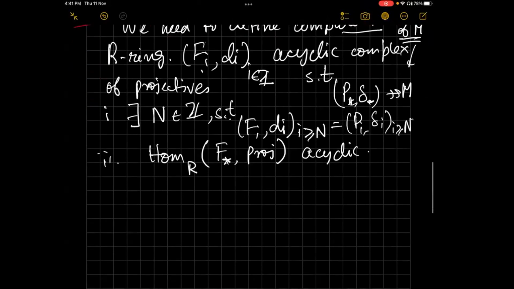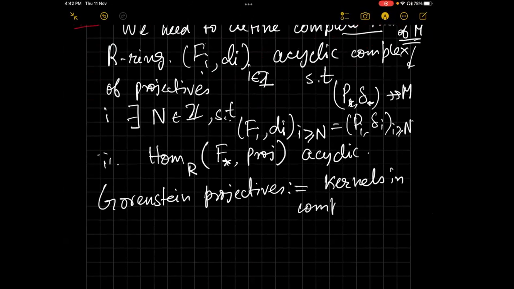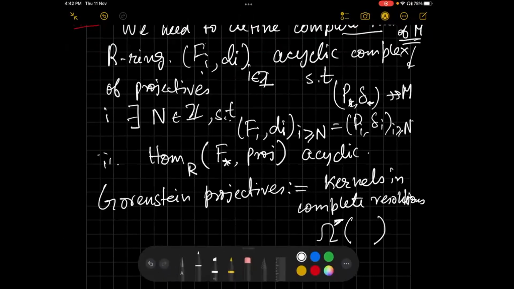Now, why am I saying all this? Well, Gorenstein projectives, one way of defining them, are those modules that occur as kernels in complete resolutions. Well, most of the time, actually, it suffices to say that Gorenstein projectives are those modules that can be written as some syzygy of some module, but I'm not going to do that.